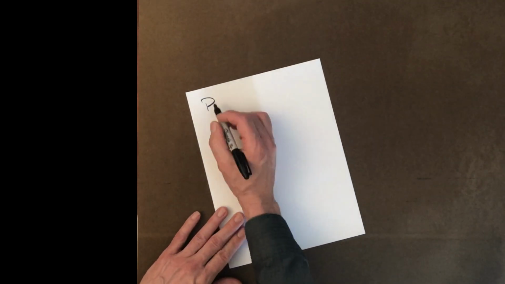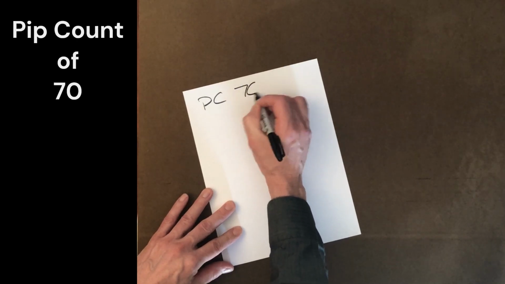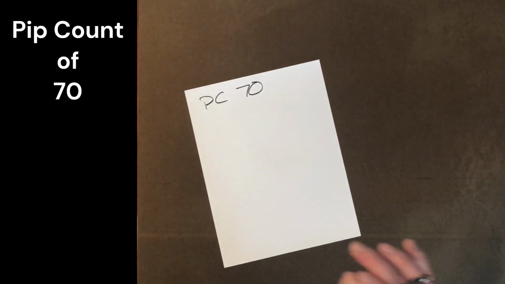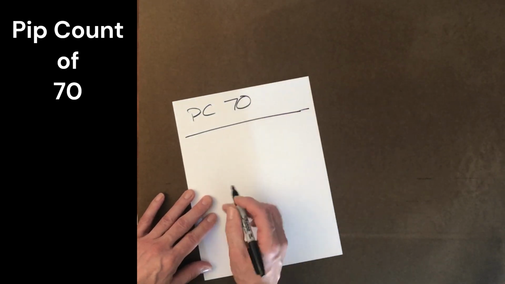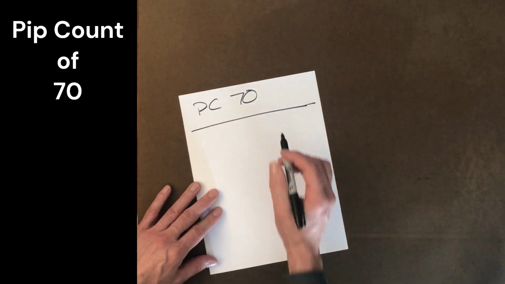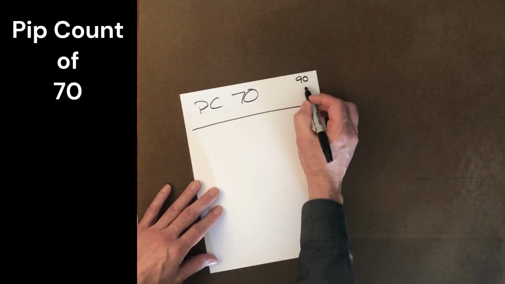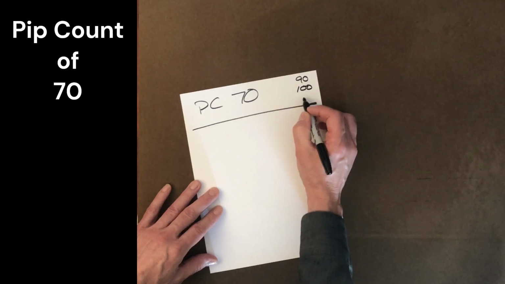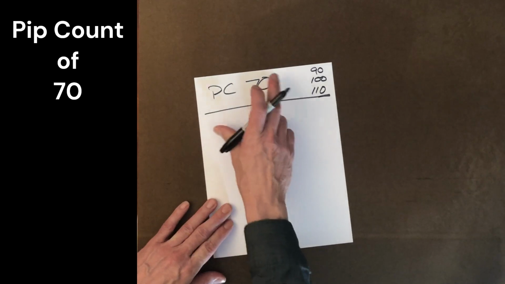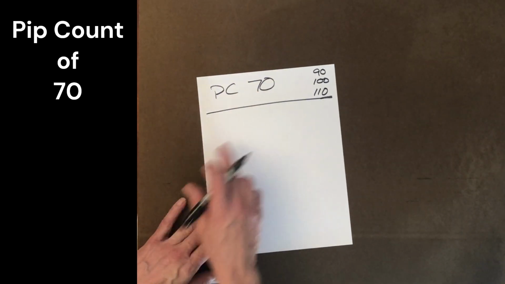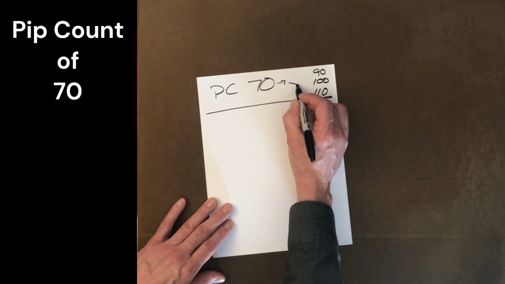Next one we're going to look at is a pip count of 70. These last few are the ones that are not quite as easy as the ones we've gone through so far, but we've eliminated almost all the available pip counts so far. Our targets are 90, 100, and 110. Well, half of 70 is 35, which takes us to 105.